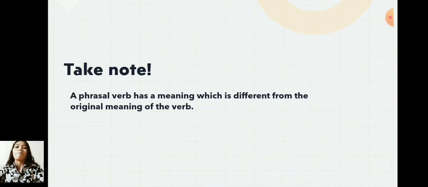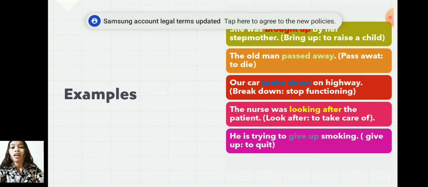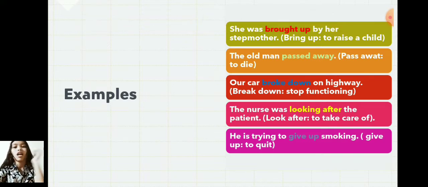For instance, she was brought up by her stepmother. The phrasal verb there is bring up, which means to raise a child. Another example is the old man passed away. The phrasal verb is pass away, which means to die. Another example is our car broke down on the highway, where break down is the phrasal verb, which means stop functioning. It's not working anymore.